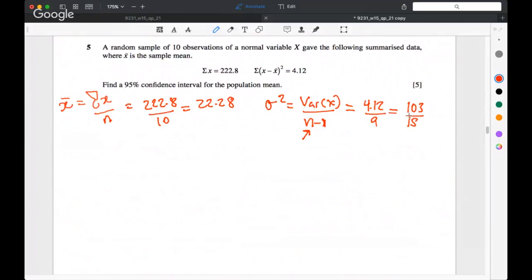103 over 2. Oh yeah, I must have just written it down wrong. Why have I written down 15? So was it 225 on the bottom? Yes. Okay. I don't know where I got 15 from. Okay, so that gives us our standard deviation.